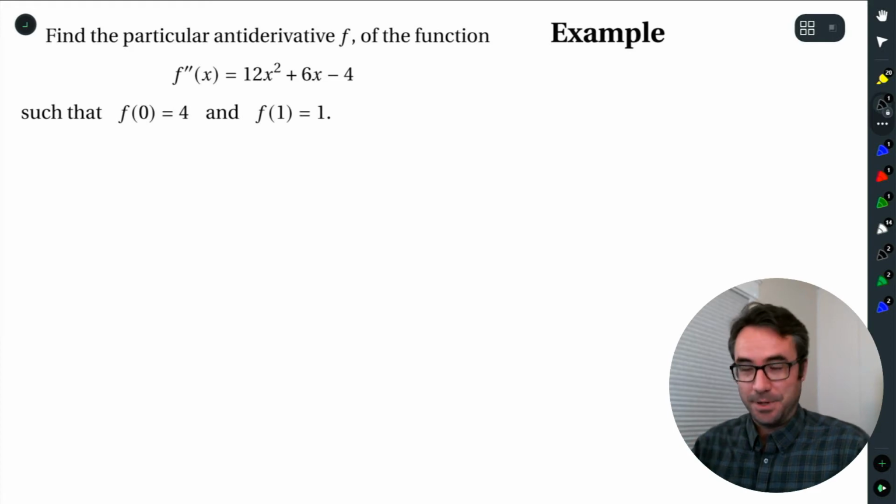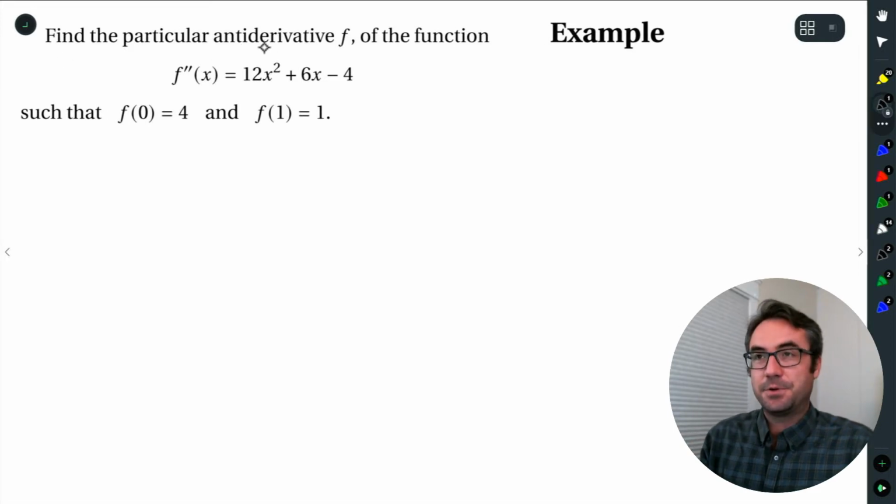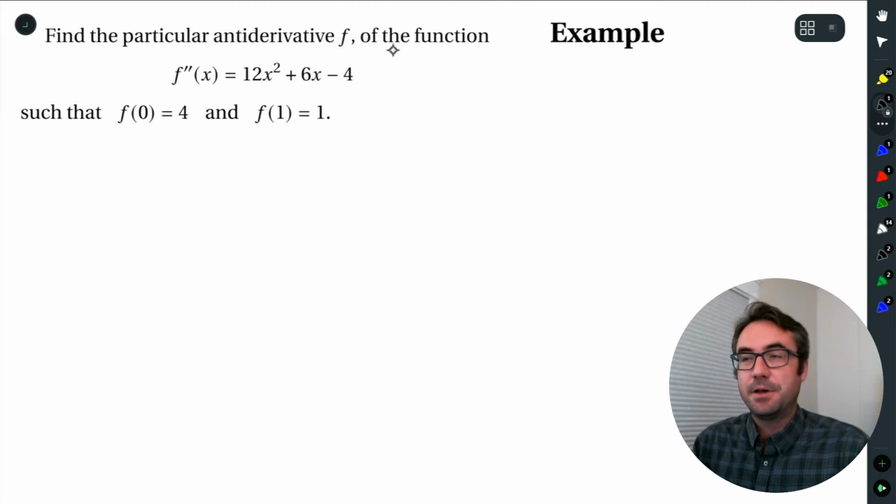All right, let's try another one. This time, we're going to find the particular antiderivative little f for the function f double prime of x equal to 12x squared plus 6x minus 4. And so here we have a second derivative, and we're going to work backwards twice.